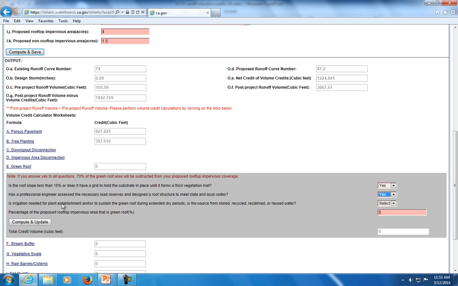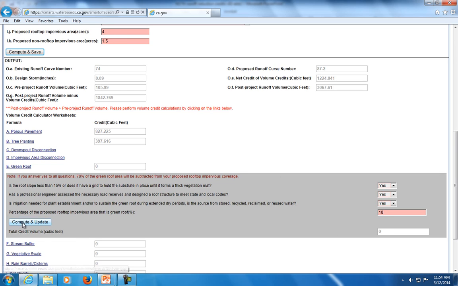The third one is, is irrigation needed for plant establishment? And usually we need that. A lot of the plants that we use for green roofs consist of sedums and things that are sort of water tolerant or climate adapted, but we usually need some kind of irrigation to get it going, so I'll put yes. And it's asking for the percentage of the proposed rooftop impervious area that is green roof. So you put in a percentage, and it's basically whatever percentage you put in. Let's say it's 10% of the rooftop area. It's taking 10% of the 4 acres that we put in the project description box in the previous step, the input screen.